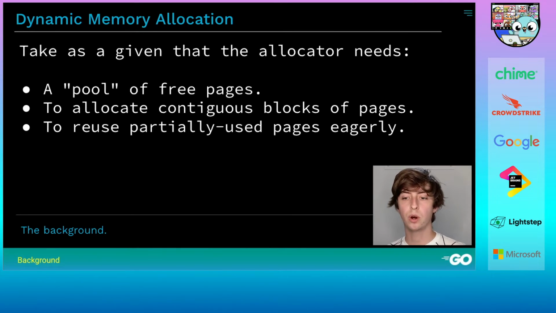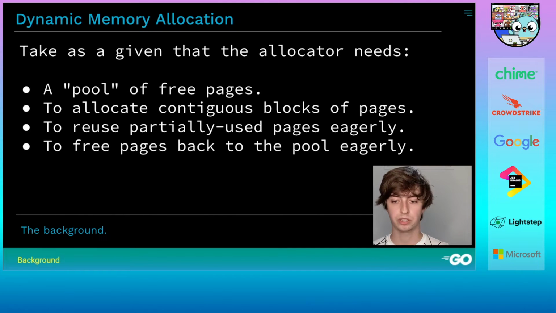The third is that you always want to reuse partially used pages as soon as possible. And that's what eagerly means here. Don't wait, make it available as soon as possible. If the application is using only a small bit of a page, we want to be able to make allocations against the rest as soon as possible. Otherwise, you're just wasting memory.